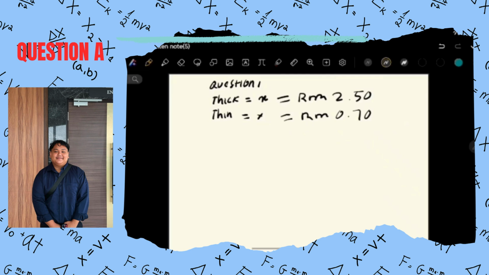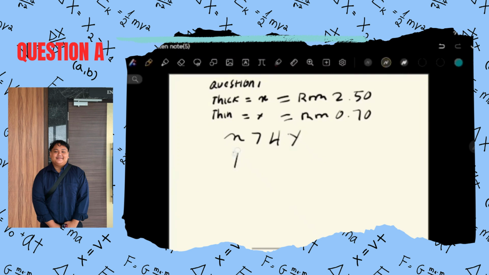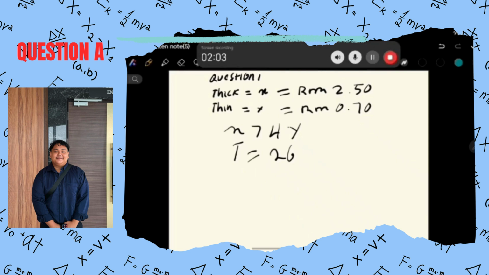The other information that we can take is that the thick one is 4 more than the thin one. After that, we also know that the total of the prices is 26 ringgit. That is all of the information that we can gather from the question. Now let us move to the first question.